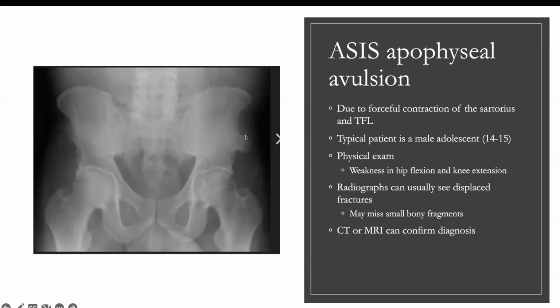So this one has a nice left-sided apophyseal fracture that you can see here with a little bit of displacement, whereas if it was smaller, you might not see that. So you might need a CT or an MRI to really confirm this diagnosis. This is another area where you can get apophysitis as well. So we're probably getting these radiographs when these kids come in, and keep in mind their age range.